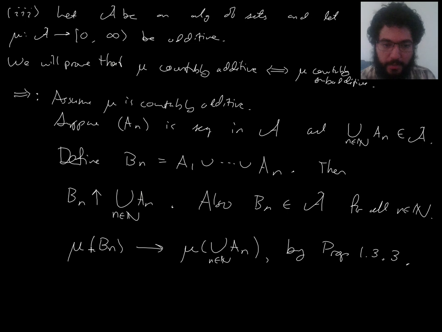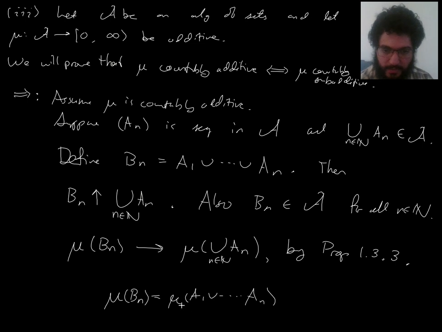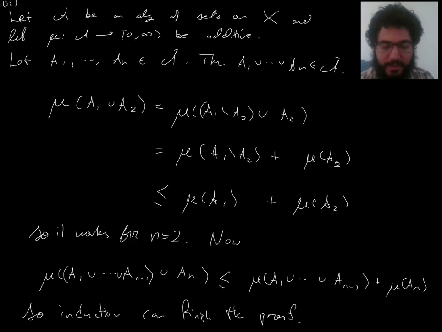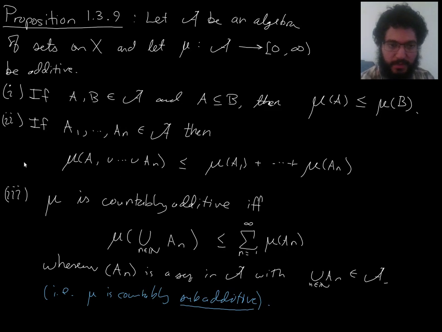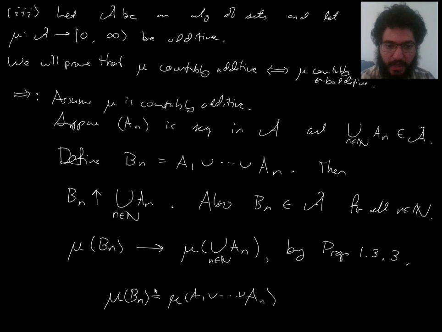Now, we already know something about the mu of the Bn's, thanks to the previous part. So if I take mu of Bn, then that's mu of the union of the An's. So fix any particular n. Then it's mu of this finite union, right? And mu is additive, and we already proved in part 2 that for an additive function, it is finitely subadditive, right? So we already proved this. So I'm going to use this inequality, that here, this is going to be less than or equal to this sum.